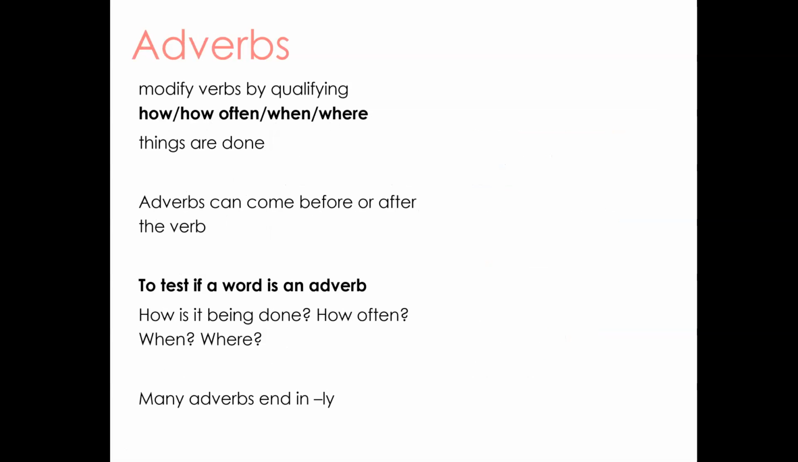Okay, on to adverbs. Adverbs modify verbs, and they do this by qualifying how things are done, how often things are done, when and where things are done. So adverbs can come before or after the verb in a sentence. To test if a word is an adverb, ask, how is it being done? How often? When? Or where? If we can answer these things with the word, then we're sure to have an adverb.